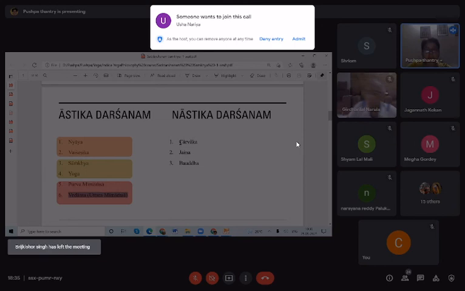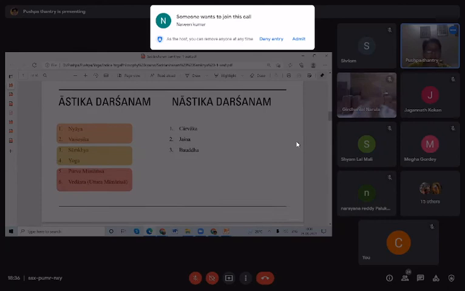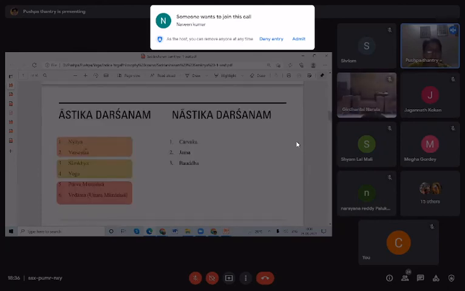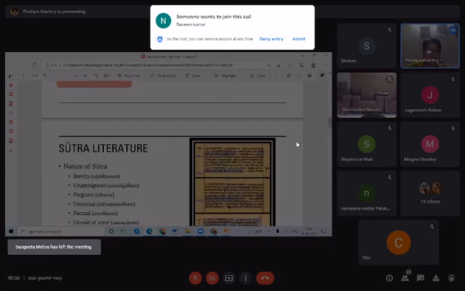Okay, and these are all Astika Darshanas, which accept the Vedas as the ultimate authority, and Charvaka, Jainism and Buddhism are the Nastika Darshanas, which do not accept the Vedas as the ultimate authority. Again, some question like that will come: what is the definition of Astika or Nastika and things like that? And definitely the origin or the founders of these Shad Darshanas will come, something like that, right?